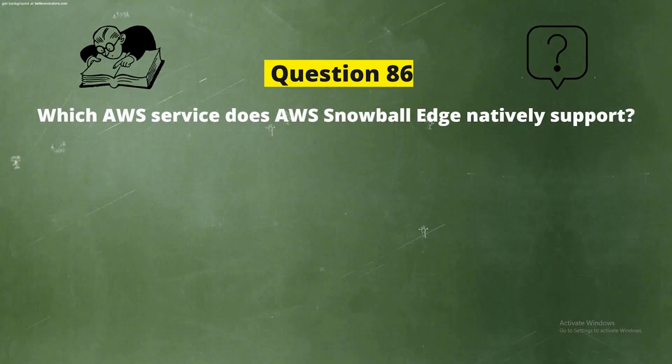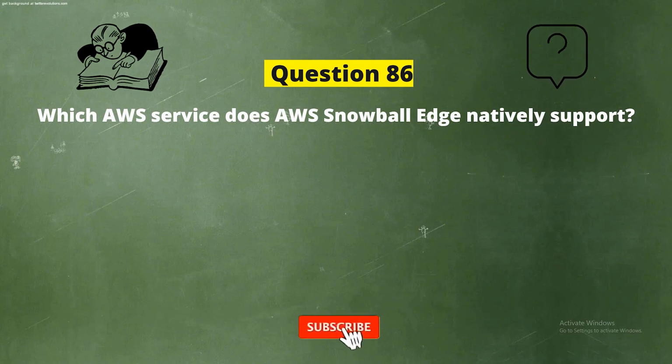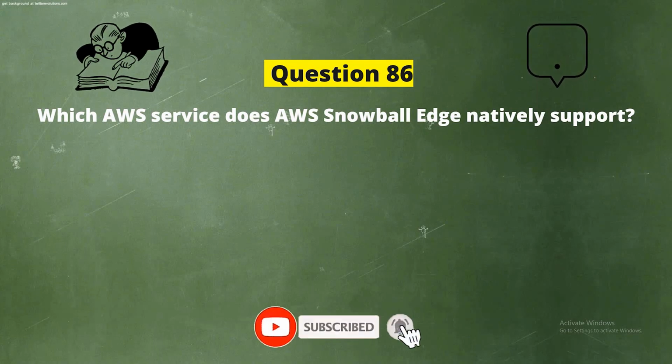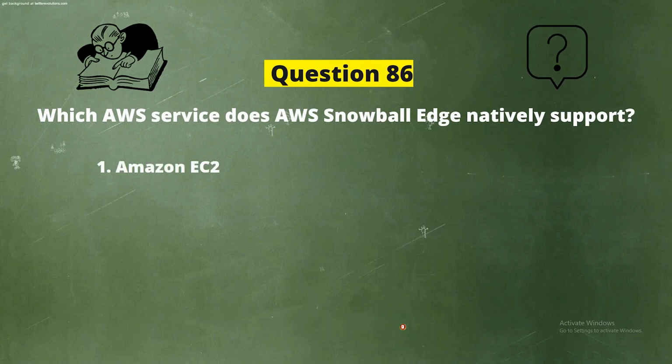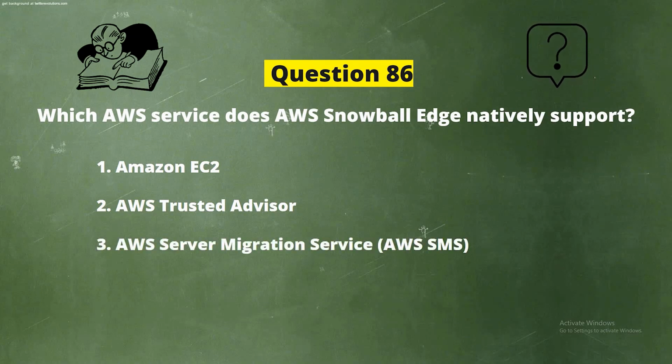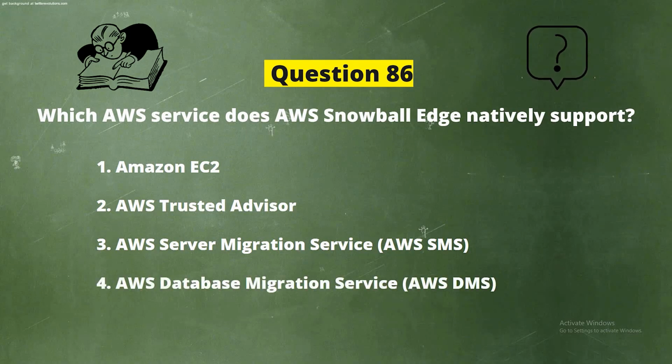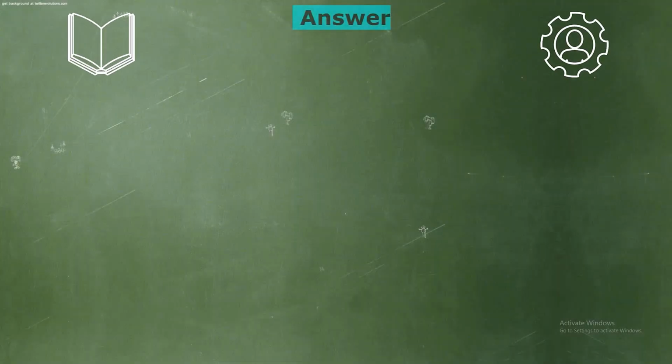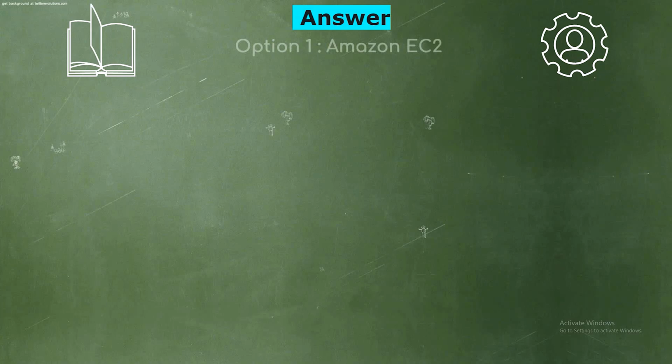Next question. Which AWS service does AWS Snowball Edge natively support? And the options are: Option 1, Amazon EC2. Option 2, AWS Trusted Advisor. Option 3, AWS Server Migration Service, AWS SMS. Option 4, AWS Database Migration Service, AWS DMS. And the correct answer is Option 1.